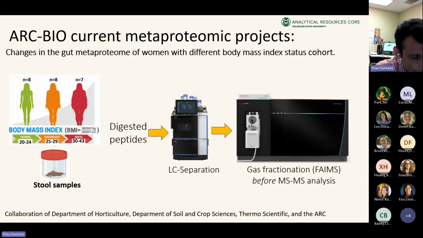Then we got a stool sample from them, and we extracted proteins from these stool samples following one of the protocols that we have here. Then digested peptides were injected into our system, LC separation, and then gas fractionation with FAIMS before going to MS/MS analysis. This project is a collaboration of the Department of Horticulture, the Department of Soil and Crop Sciences, Thermo Scientific, and the ARC.